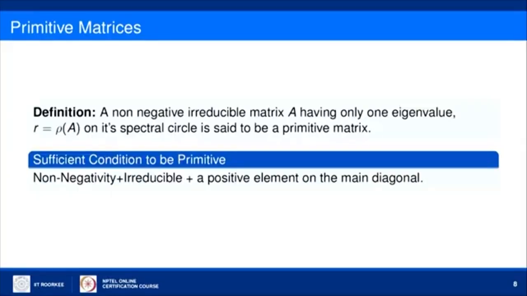And the number of those eigenvalues on the spectral circle is called the index of imprimitivity. So that number is called the index of imprimitivity. A sufficient condition to be primitive for a given matrix is that it should be non-negative, it should be irreducible, and there should be a positive element on the main diagonal of that matrix.